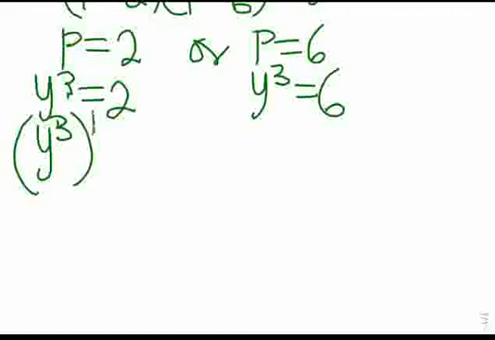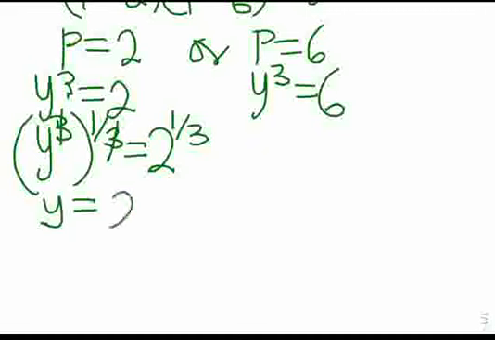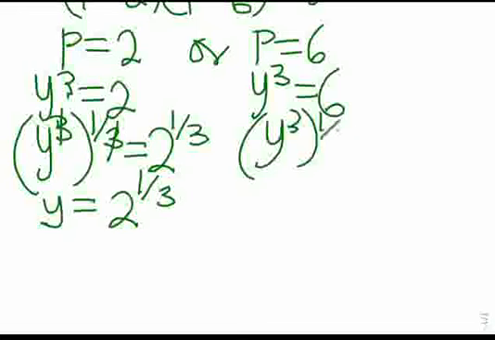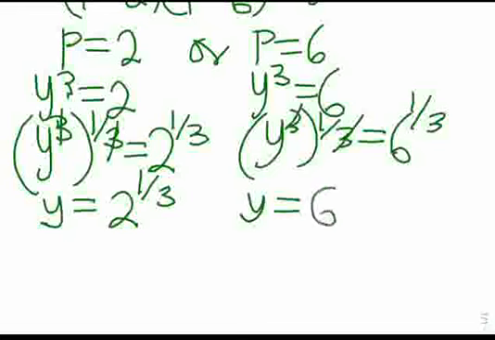I'm going to take the cube root of each side, so that the 3 cancels the 3, and y equals 2 raised to the power 1 over 3 will be left by this side. Similarly here, I would take the cube root of each side so that the 3 cancels the 3 and y equals 6 raised to the power 1 over 3. So I've just gotten a solution for y.